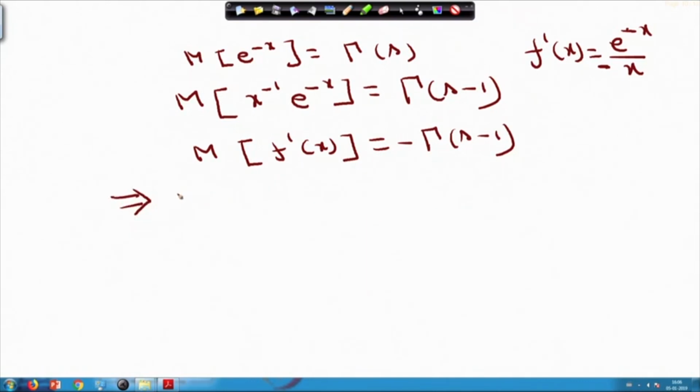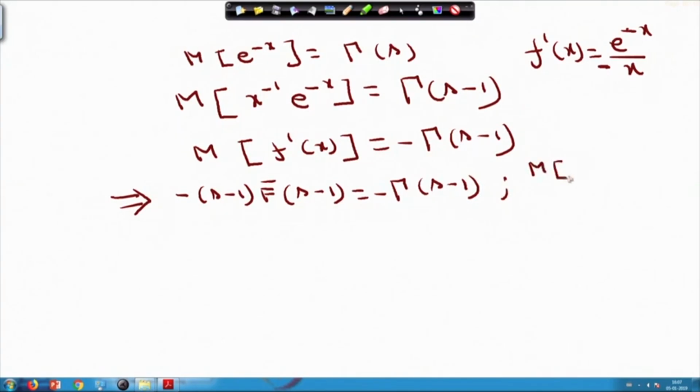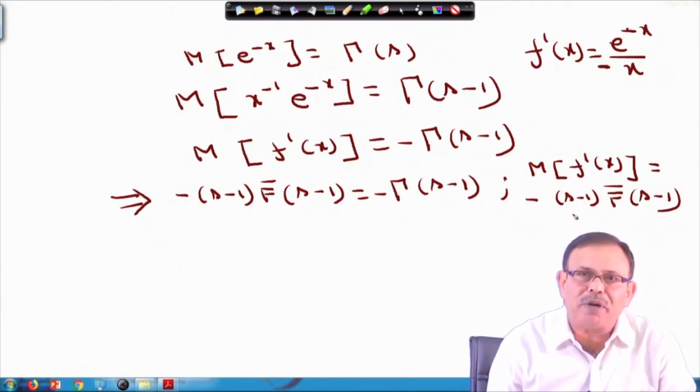So, this equals, you can write down minus (s minus 1) into f bar (s minus 1), this is equals to minus gamma (s minus 1). If you recall, from the Mellin transform of derivatives, we have proved this, that Mellin transform of f dash x equals minus (s minus 1) into f bar (s minus 1). I am just writing this if you have forgotten. Mellin transform of f dash x equals minus (s minus 1) into f bar (s minus 1).